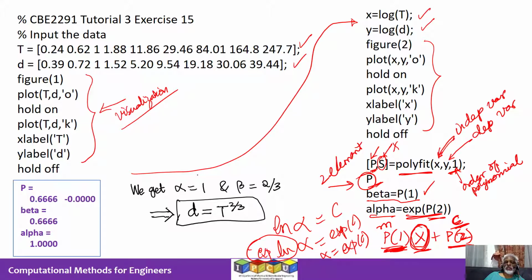When we do that, we get alpha equal to 1 and beta equal to 2 by 3. Therefore, the experimental data tells us that d equals 1 times t to the power of 2 by 3, or just d is equal to t to the power of 2 by 3. This is a very simple problem, without getting into the statistics, showing how you can find the parameters of power law relationship models quite easily by doing the logarithmic transform of variables and using the polyfit command in MATLAB. Thank you.